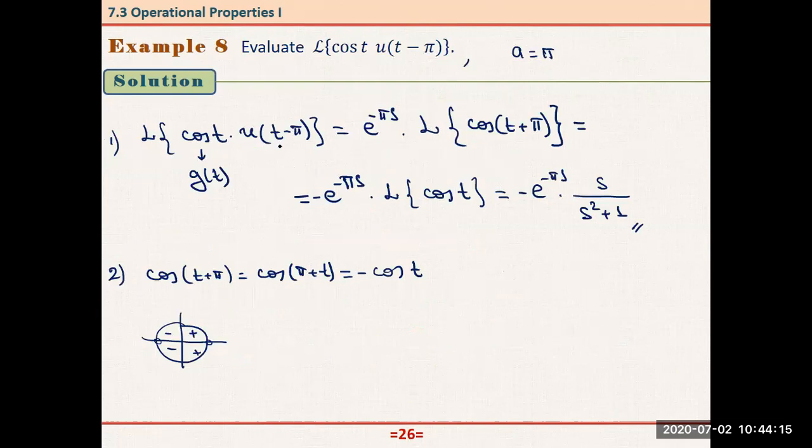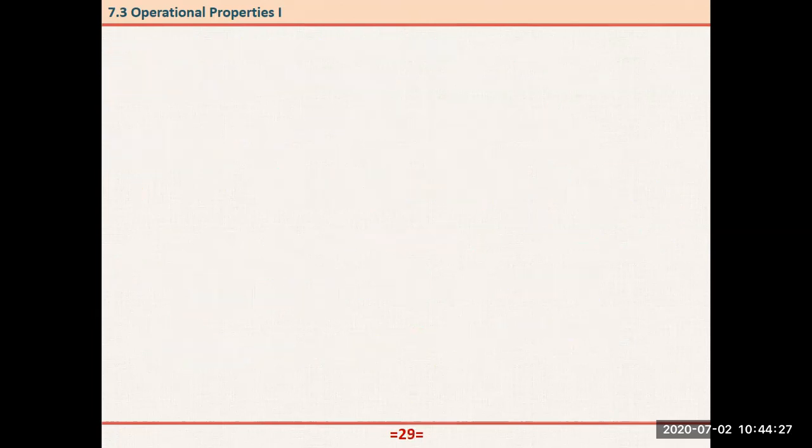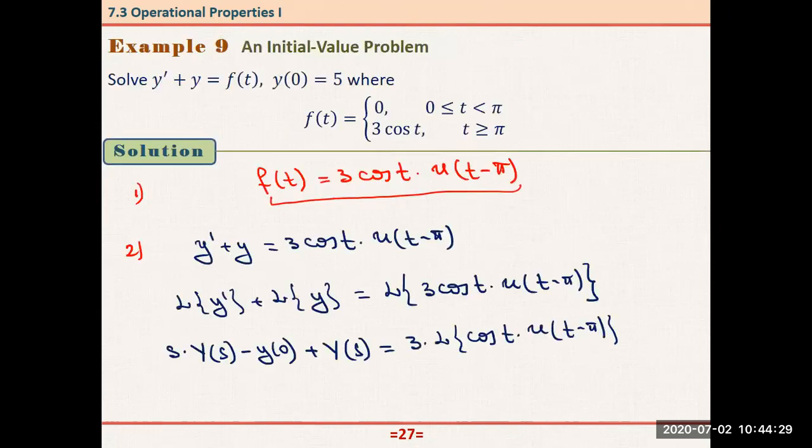Cosine of t, u of t minus pi, that is equal to this thing: minus e to the power minus pi s over s squared plus 1. So I can write the thing here, and by substituting these things, y of s is a common factor. So here we have s plus 1 times y of s, and y of 0 here is equal to 5.